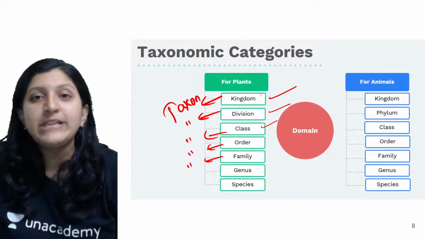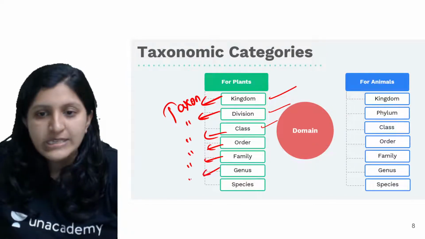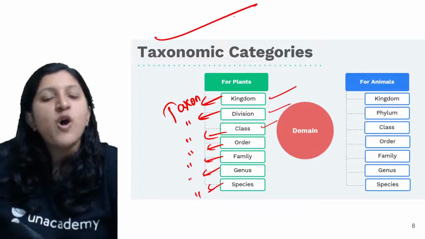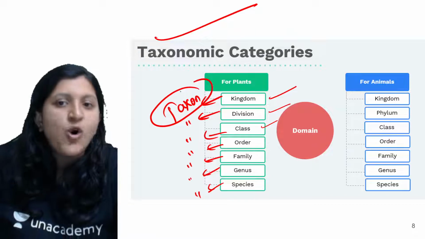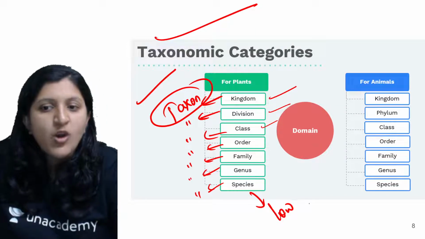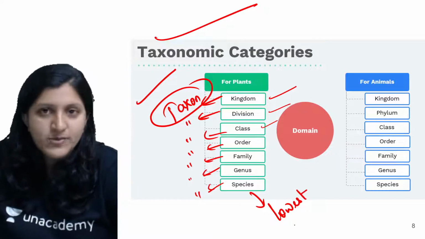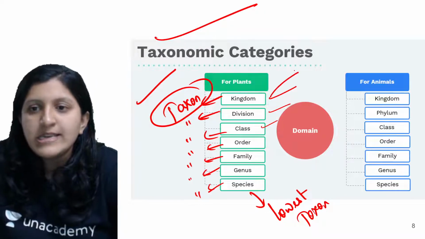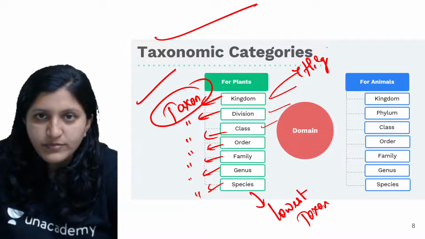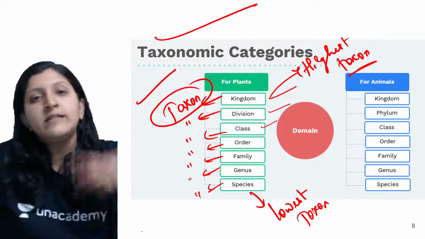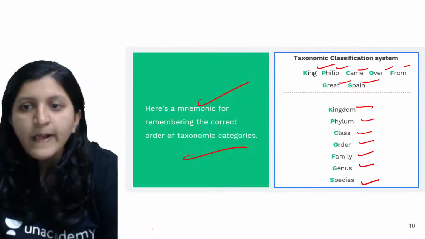It need not be the highest level or the lowest level only, because any ranking in the taxonomic category is called a taxon. This is the lowest level of the category, which is the lowest taxon, and this one is the highest taxon. That is the category which you can find in the classification. All right.